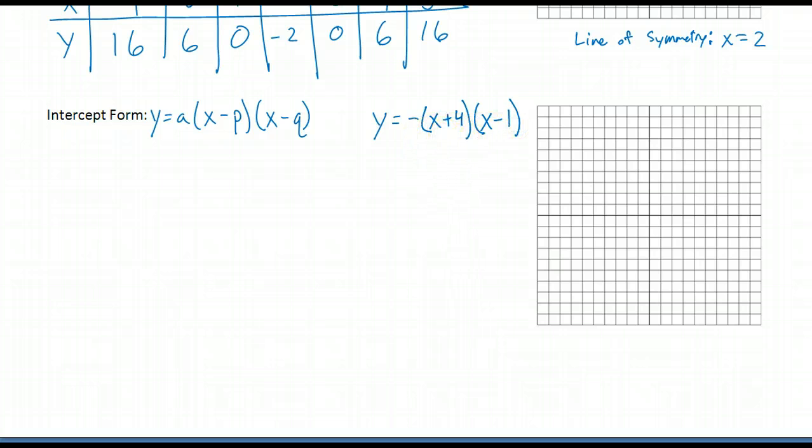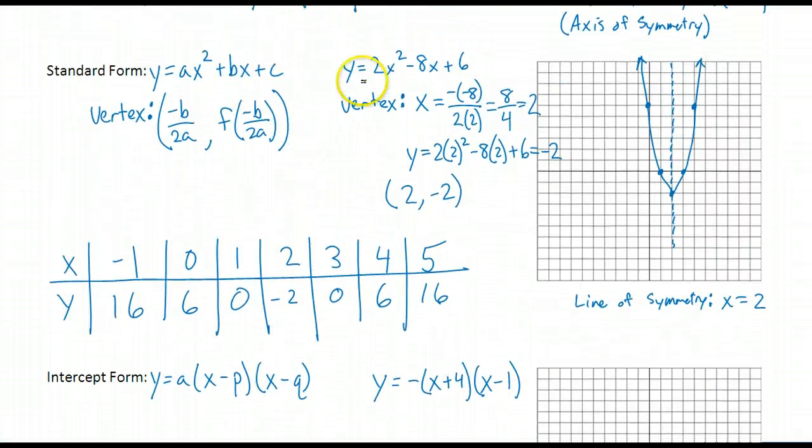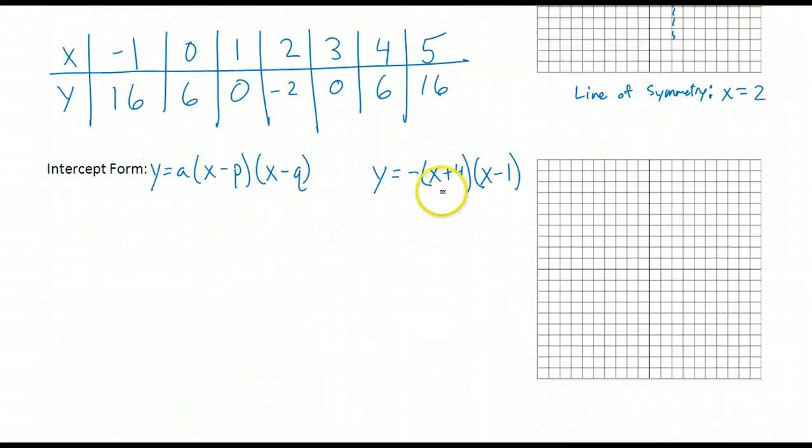It's kind of like I take standard form and I factor it. Think of intercept form as being factored. I still have a quadratic because if I FOILed this back out, I would have x times x, which gives me my x squared.